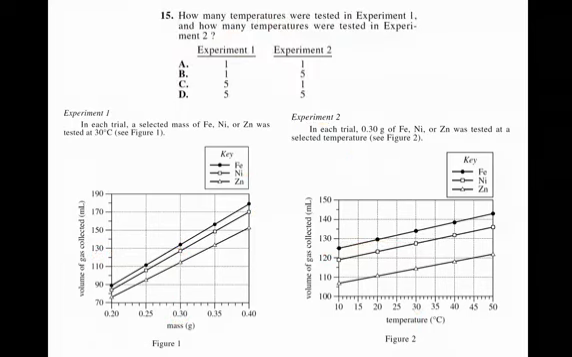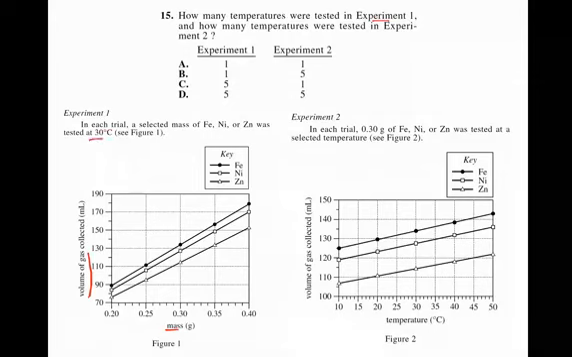Okay, let's take a look at this next question. How many temperatures were tested in experiment 1 and how many temperatures were tested in experiment 2? Let's go to experiment 1 first. How many different temperatures? Well, in my figure I can quickly see there are no temperatures. It's only mass and volume of gas. Okay, where do they say anything about temperature? Aha, it's in the description just above.